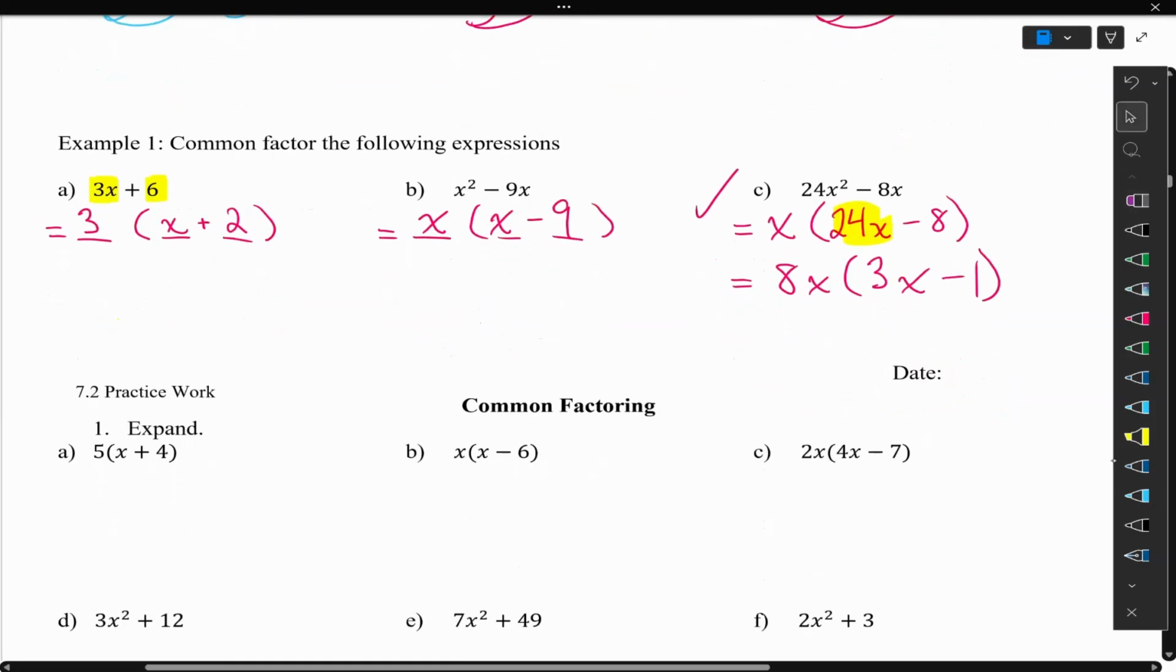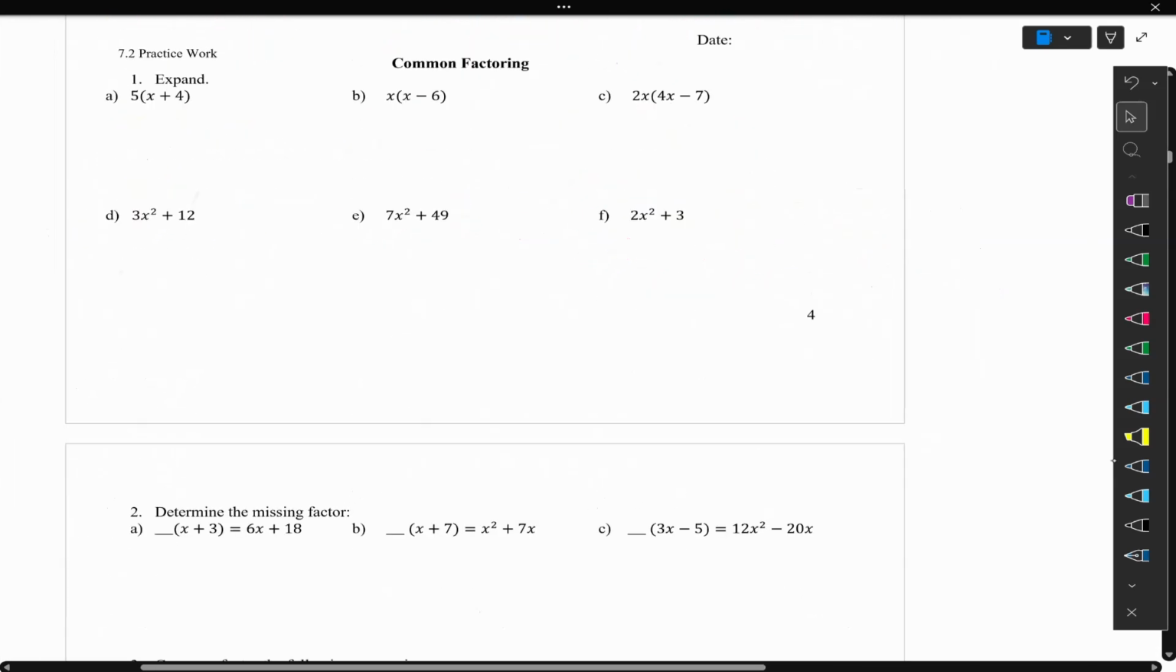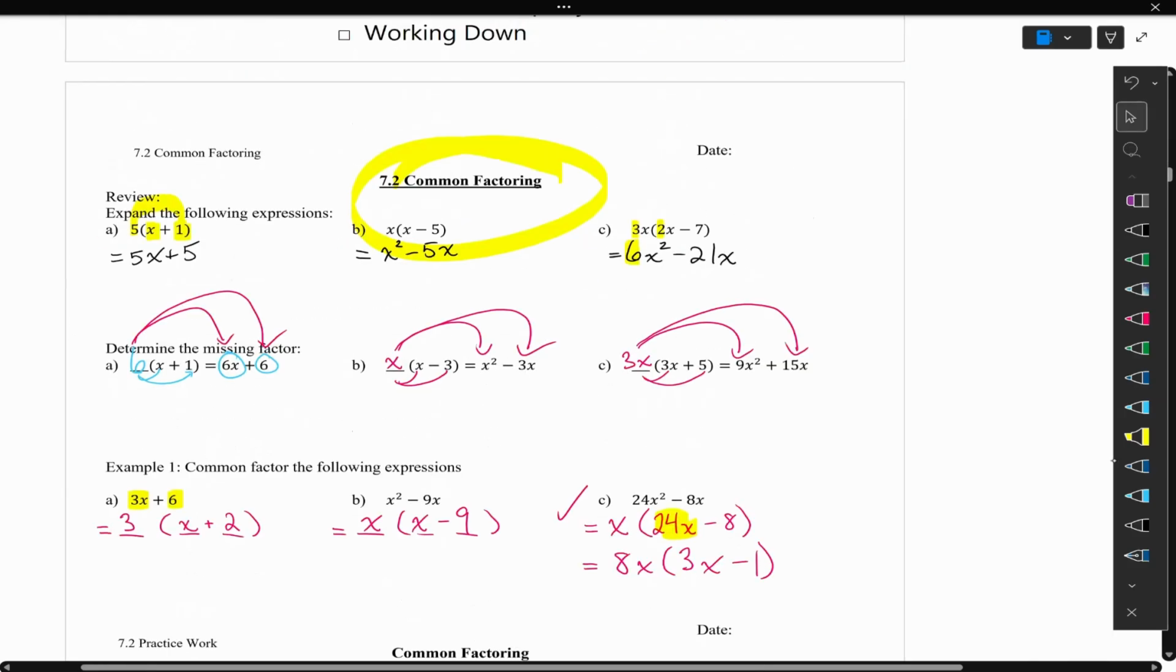And at that point, to be honest, you folks are nice and ready for the practice work. I encourage you, jump into question 1, jump into question 2. You should be able to handle it. All of the answers are included. Nice work, folks.